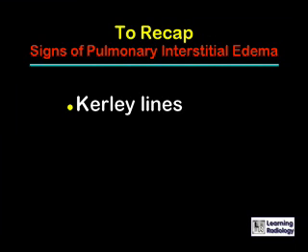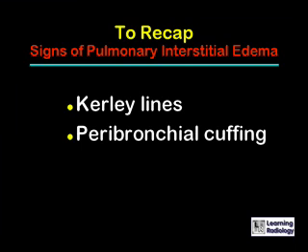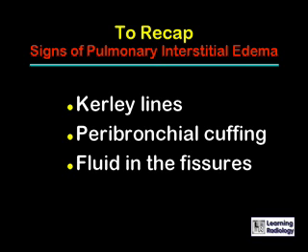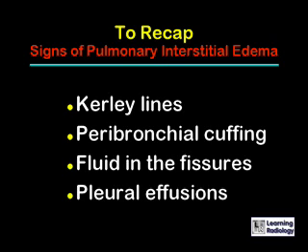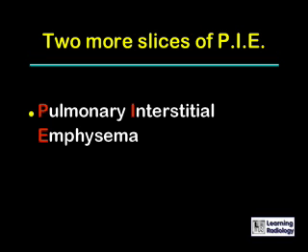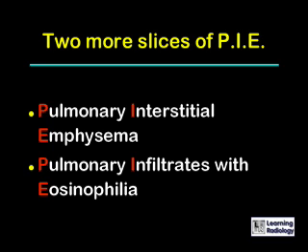To recap, the signs of pulmonary interstitial edema, the reliable major findings, are Kerley B lines and Kerley A lines, peribronchial cuffing, fluid in the fissures, and pleural effusions. Next time, we'll look at two more slices of PIE, pulmonary interstitial emphysema, and pulmonary infiltrates with eosinophilia.